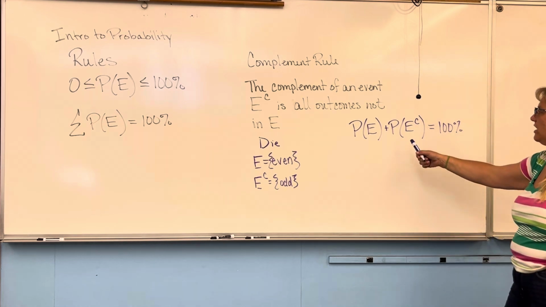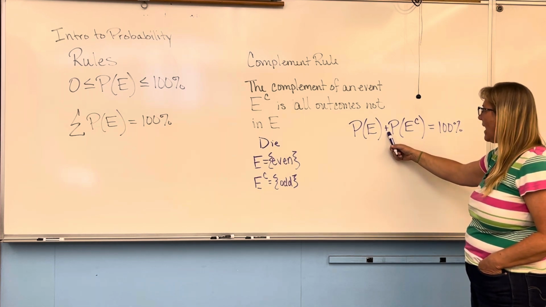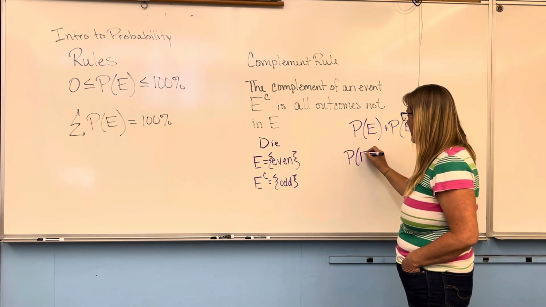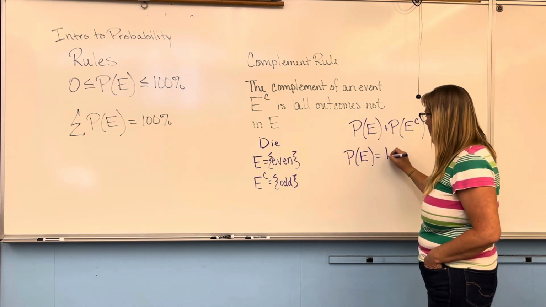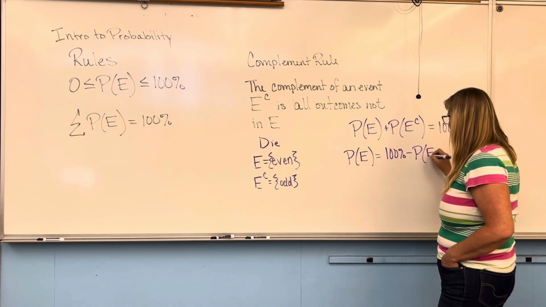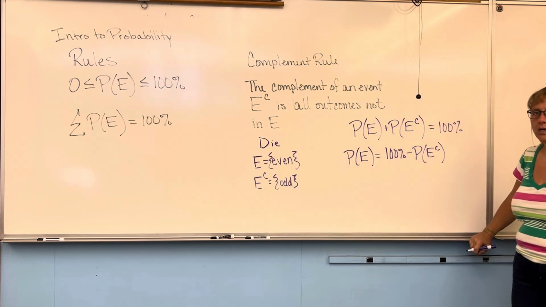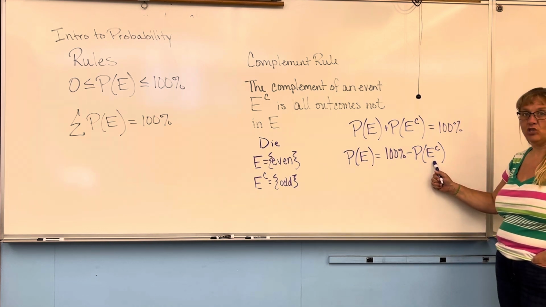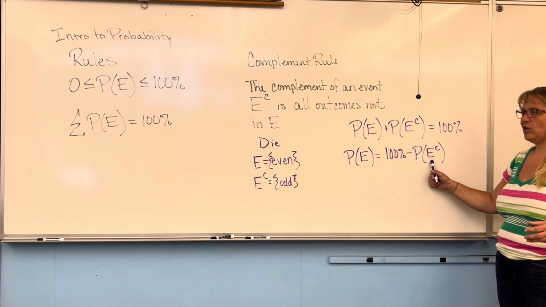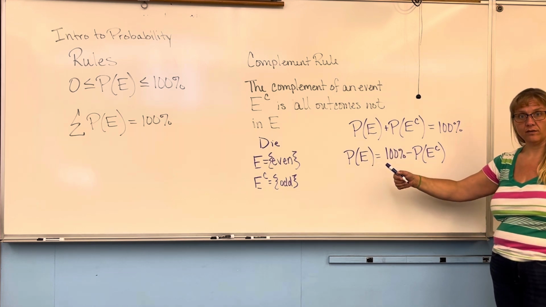Now, we don't normally use this rule in this format. Normally what we do is we subtract this guy to the other side. So the rule actually looks like P of E equals 100% minus P of E complement. So if you take away what you don't want from 100%, you have the total, 100%, and you take away what you don't want, you'll be left with what you do want.